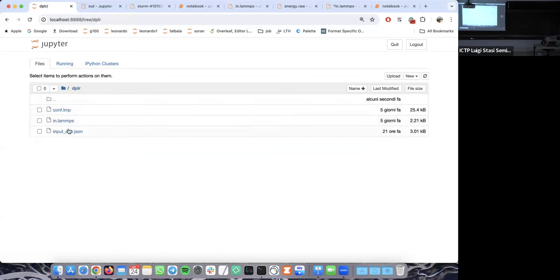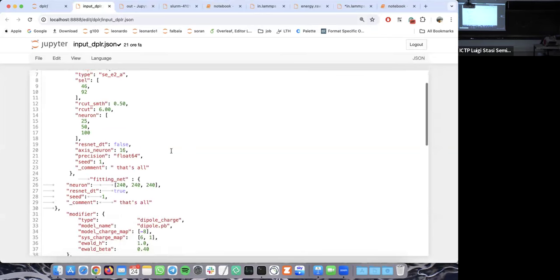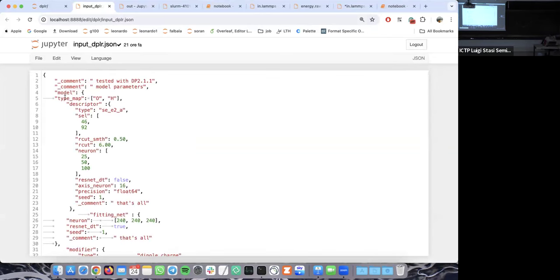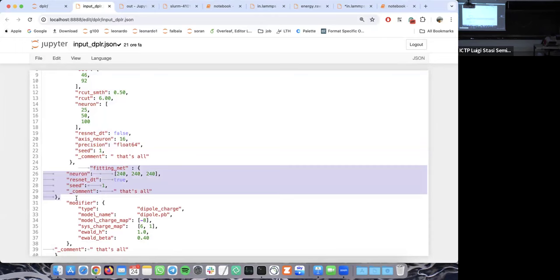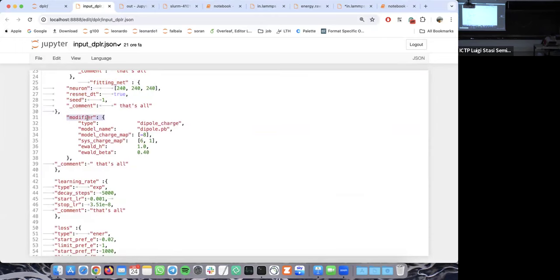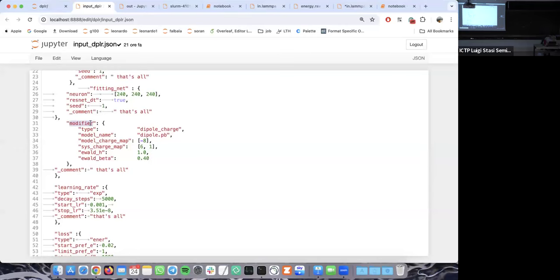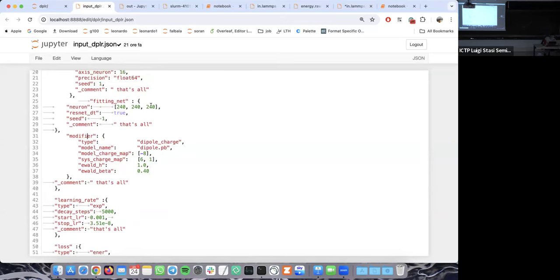Now, Deep Long Range. Okay, this is a bit more tough. The descriptor is the same as before. The fitting net is the same as before, minus this, that is the modifier that you have to introduce. So here you are telling that you want to use a modifier to modify the output that you want to fit. And this is the type of modifier that you have to use, called the dipole charge. You have to give it the model name of the Wannier centroid model, so it will use this model to compute the electrostatic interaction.